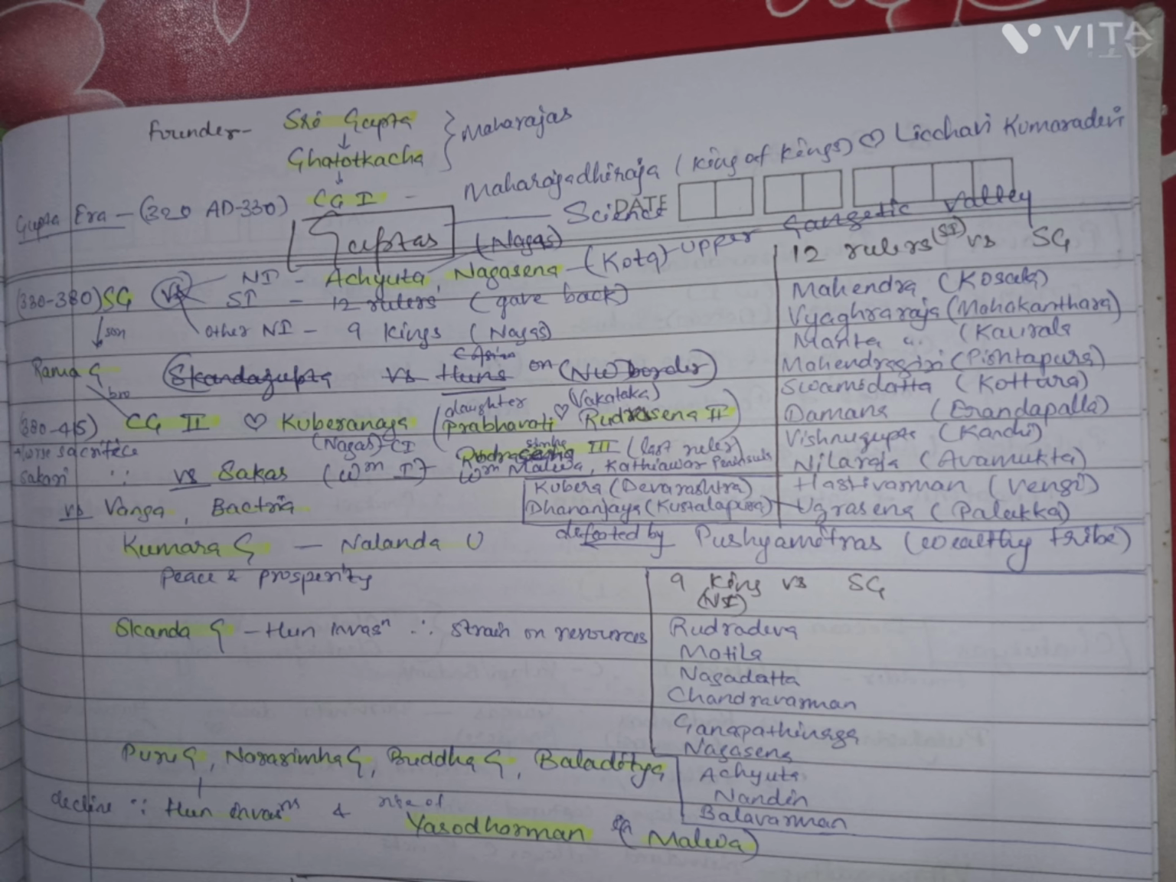गुप्ता डायनेस्टी के फाउंडर थे श्री गुप्त. He was succeeded by Ghatotkacha. These two were called Maharajas. Much information was not available about their rule.